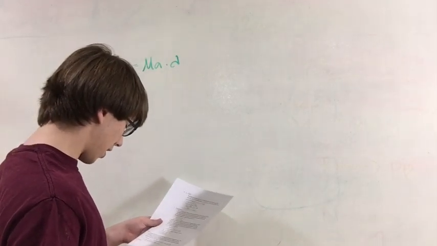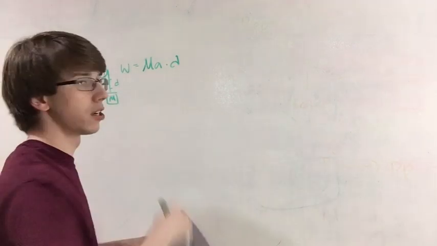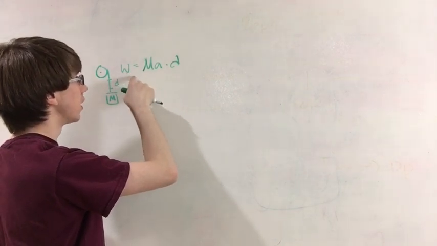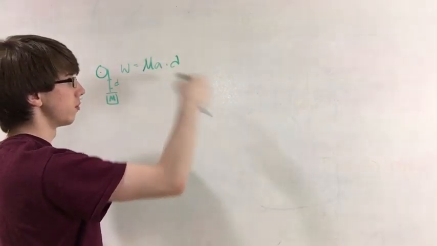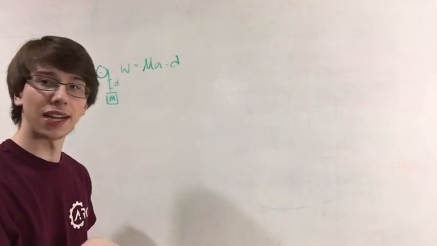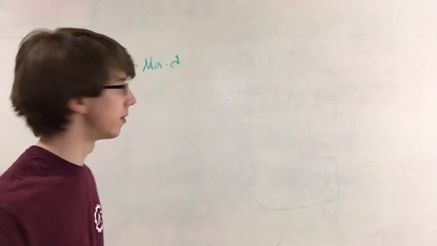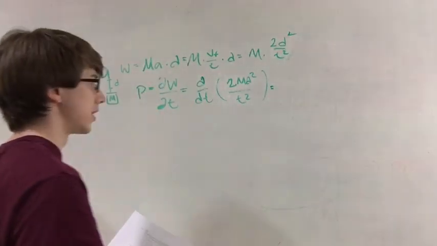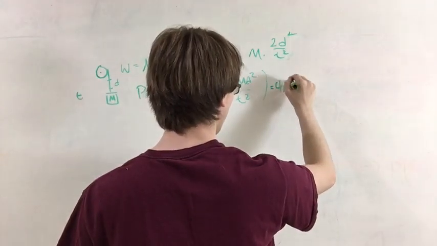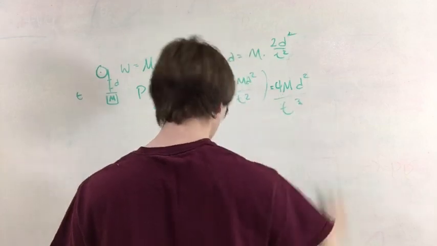Next thing is, now we just need to put this in terms of time because we need to take the derivative of our work in terms of time. We don't know the acceleration, so we need to get something that we do know, which is our distance. So we take the second derivative. So this is what? Second integral, my bad, not derivative. Then we're going to take the absolute value of that to actually get the power. That's going to give you 4md squared over t cubed.